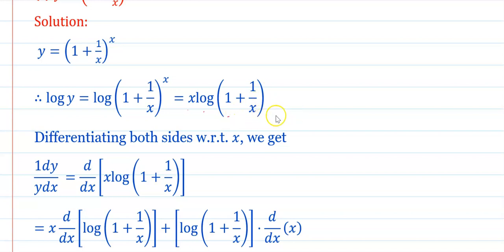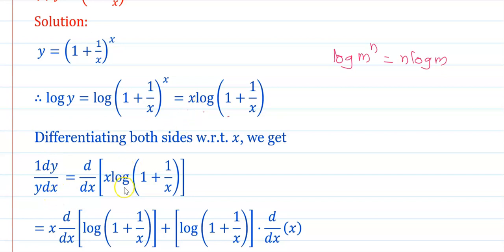Here we have used the power rule of log. What is that? Log of m raised to n is equal to n times log of m. Now differentiate this with respect to x. Derivative of log of y is 1 upon y into dy by dx.